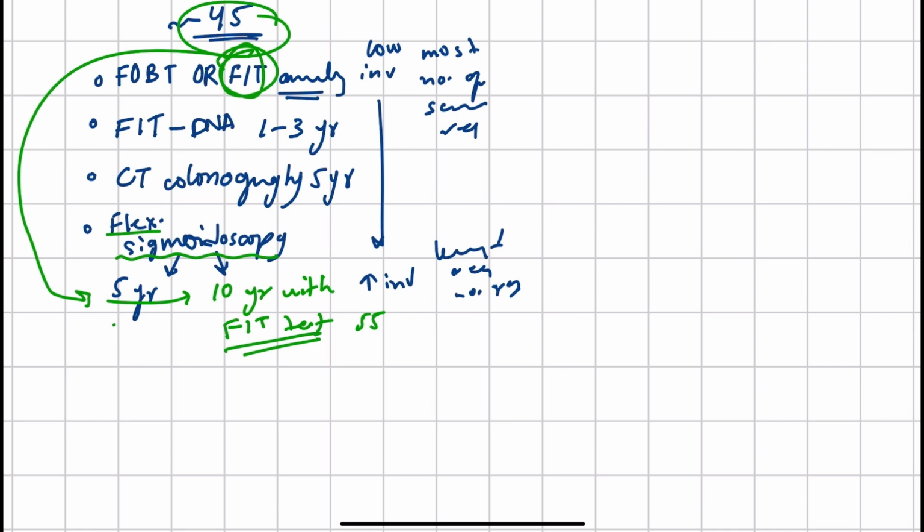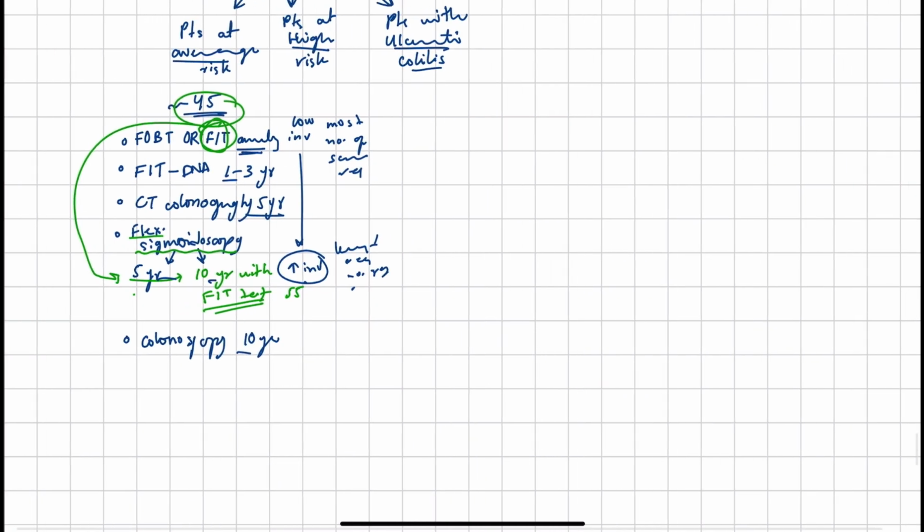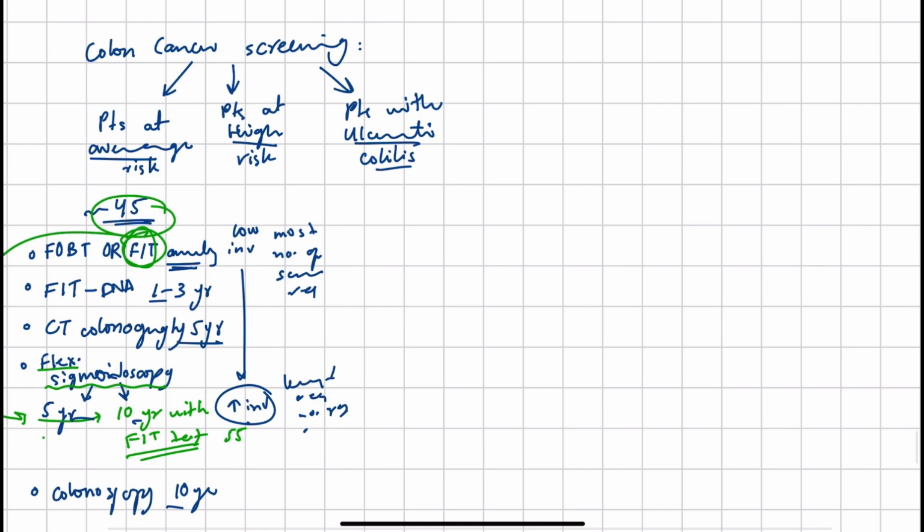And then the final one, the most obvious one, is the colonoscopy, and we do it every 10 years. So you can see that this is annually, 1 to 3 years, 5 years, 5 years, 10 years, 10 years: from the least number of years to the most number of years, and from the lowest invasive to the maximally invasive. So this was just for patients who are at average risk.